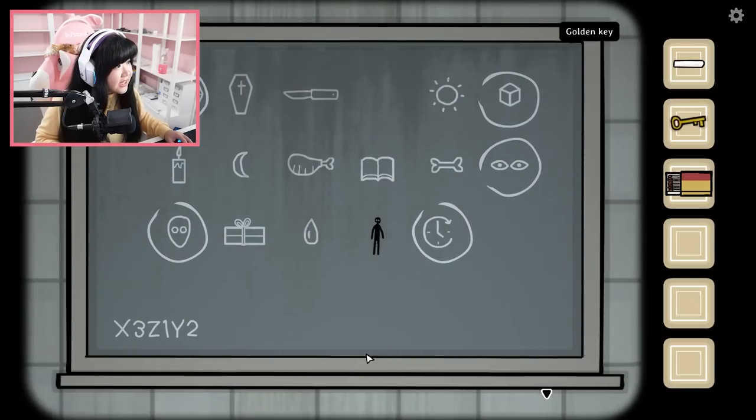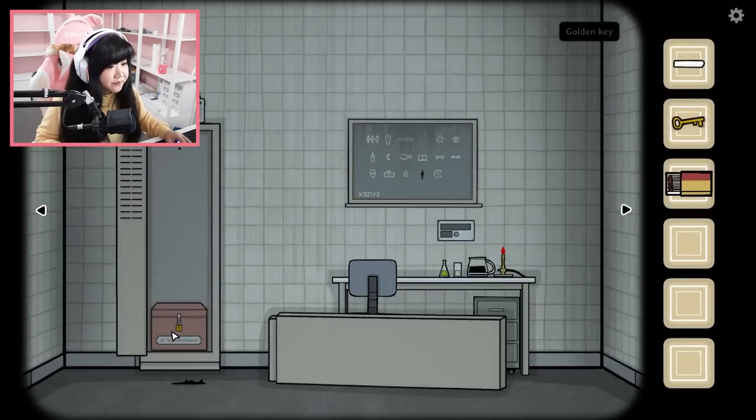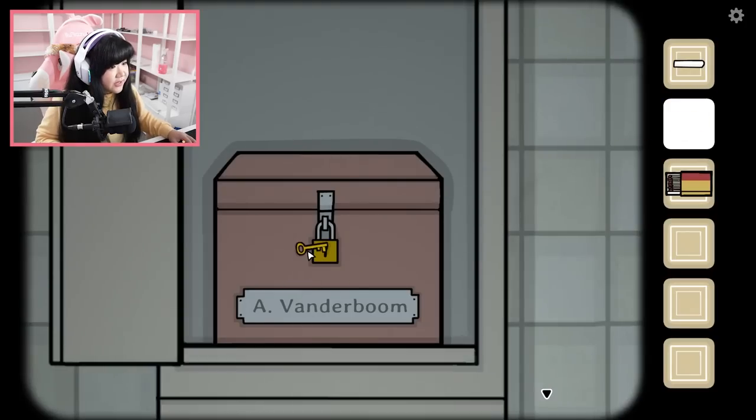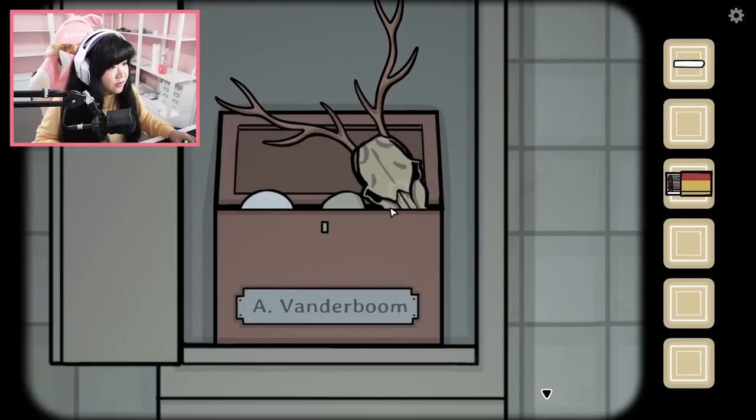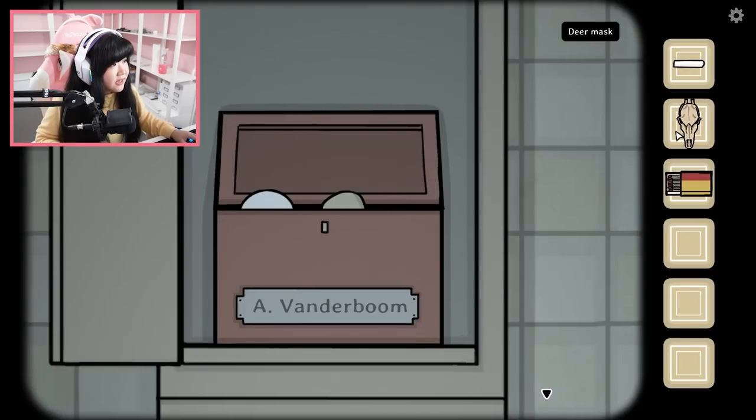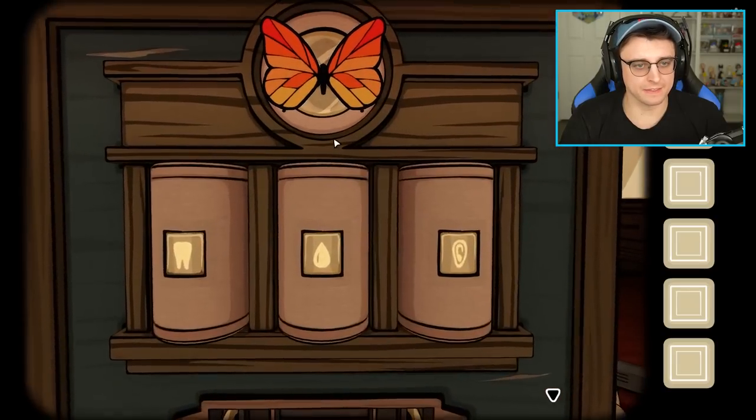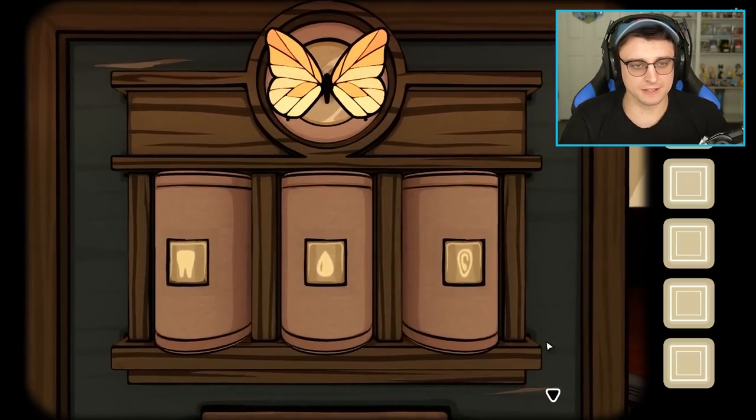Here's the key. The key's moving. I got a golden key. Ooh, I got a butterfly. I know where to use it. Okay. A Vanderloom. Oh, I got a deer mask. Oh, the butterfly's landing on the. And I got a music mask. I clicked something. And I got a snow mask.